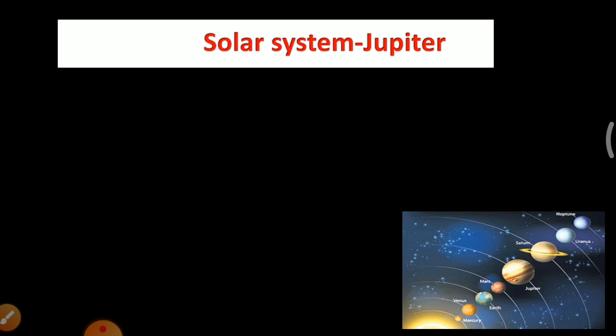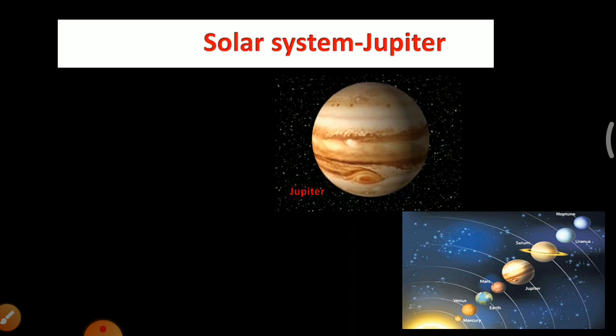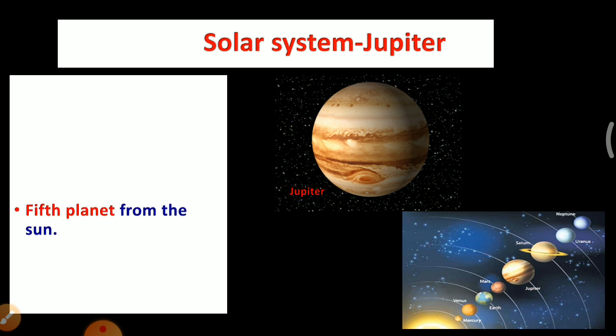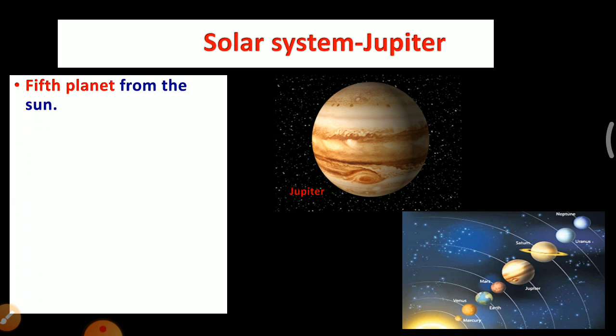The next planet is Jupiter. Look at this diagram and count it and say 1, 2, 3, 4, 5. So it is the fifth planet from the Sun. Look here, this is Jupiter. Fifth planet from the Sun.